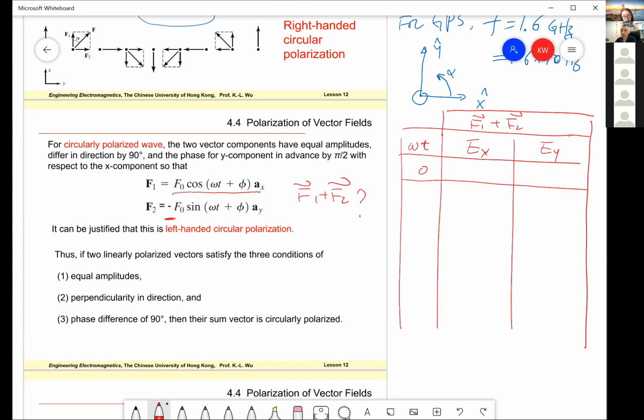In this one, omega t equal to 0, and also let's assume phi equal to 0, just for convenience. Phi can be anything. No matter what phi equals, it doesn't change the property of whether this is right hand or left hand. So when phi equal to 0 and omega t equal to 0, the X component is this, right? What is the Y component? 0, right?